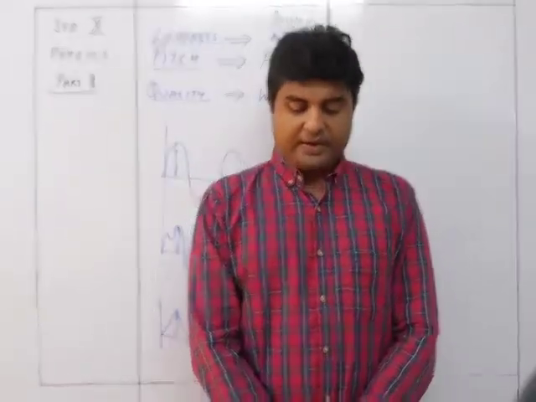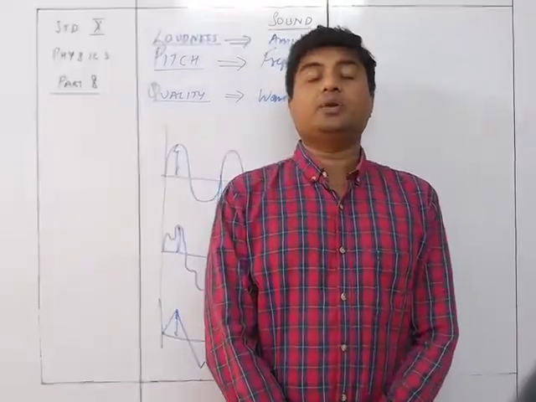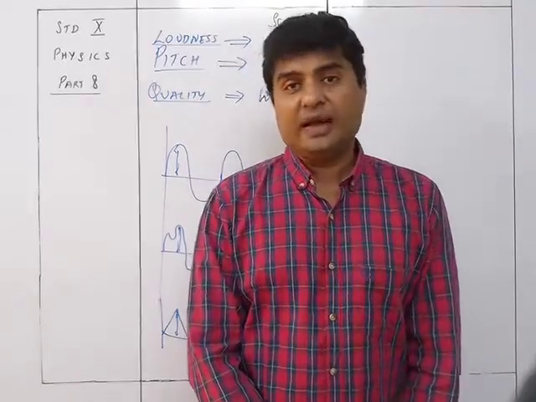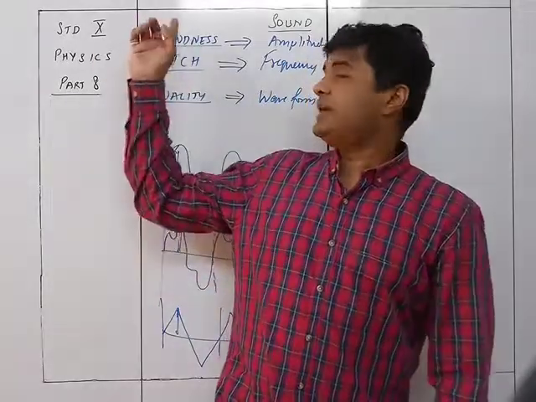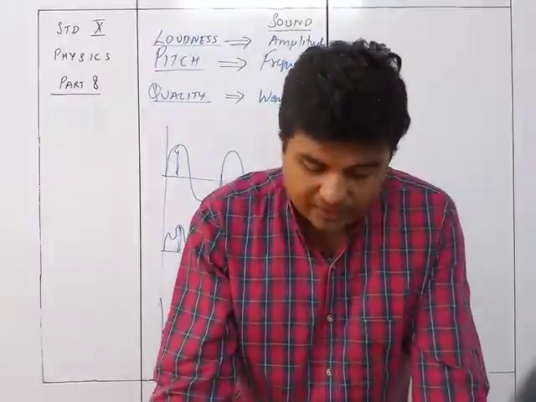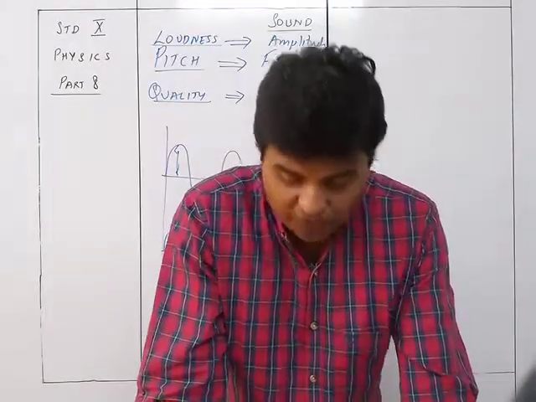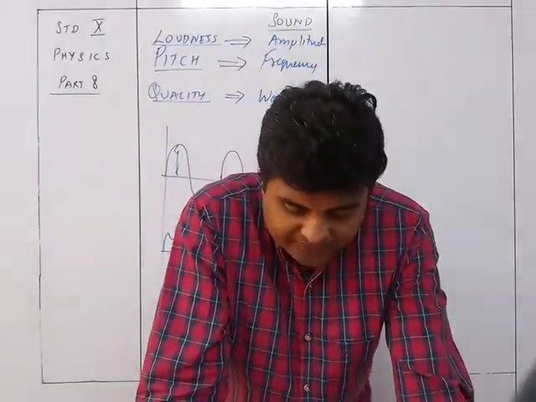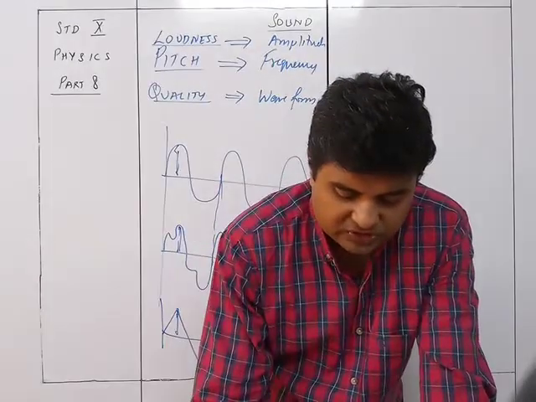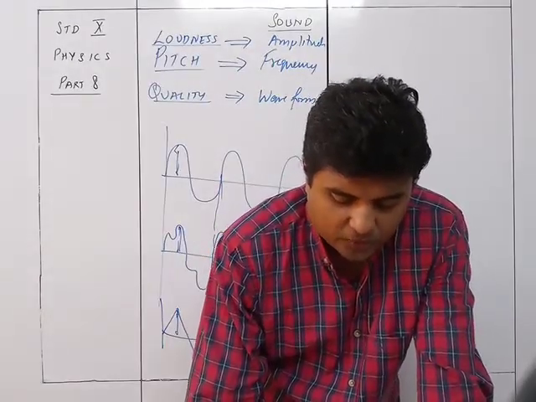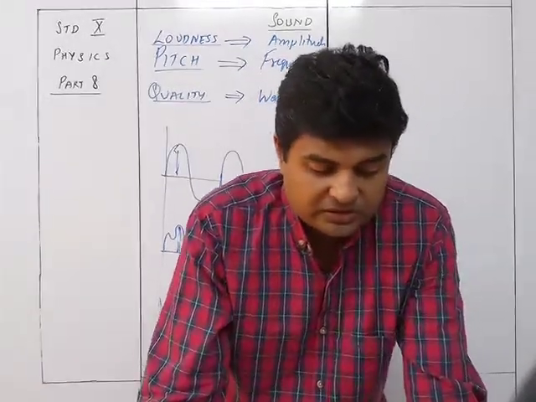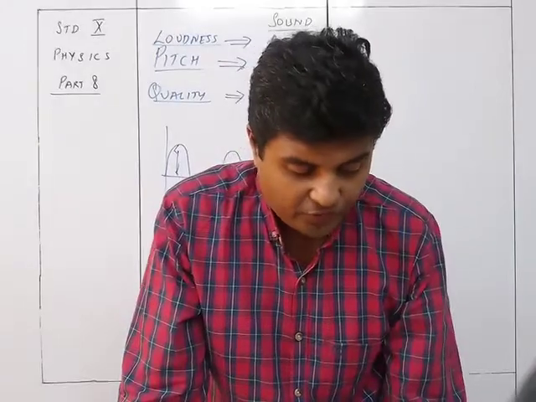So quality, or timbre, is going to identify two different sounds which have the same frequency and the same amplitude, the same loudness and the same pitch, but differ from each other in their waveforms. Figure 7.2 shows the wave pattern of two sounds of the same loudness, amplitude, pitch and frequency, but emitted by two different sources.